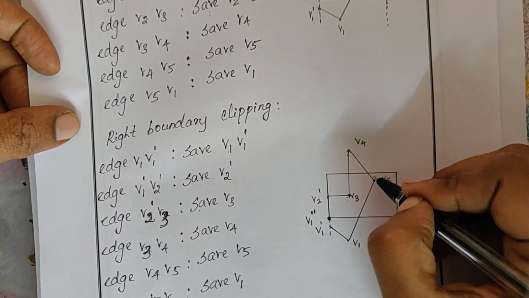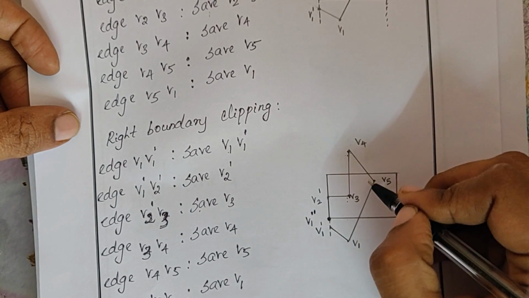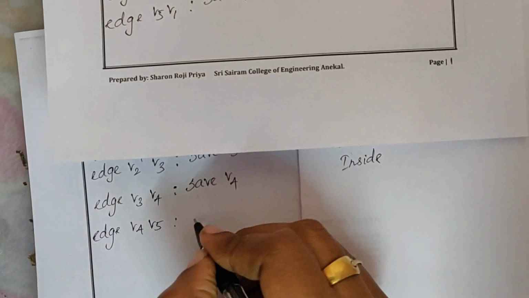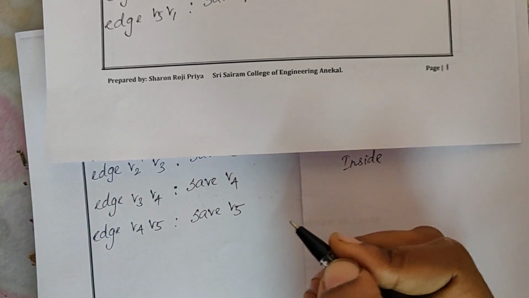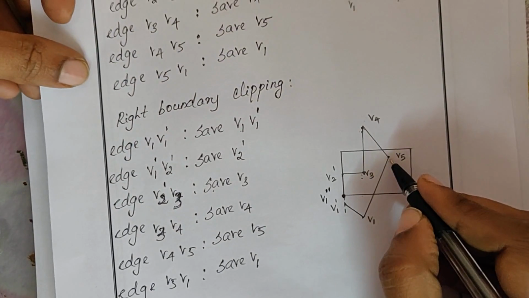Next edge is V4, V5. Again, here also both the vertices are inside my bottom boundary. So I have to save the end vertex, which is V5. Next edge is V5, V1.